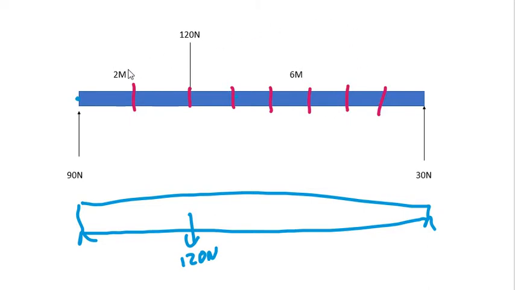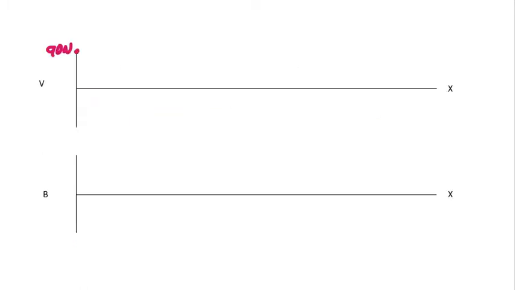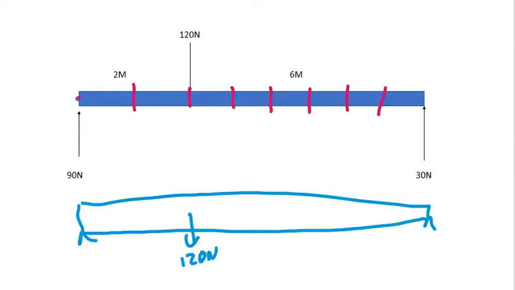So at 0, it's 90. I go over to another one and I keep looking at my external forces. It's still 90. So 1 meter, 2 meters, 3 meters, 4 meters, 5 meters, 6 meters, 7 meters, 8 meters. At 1 meter, we're still at 90. At 2 meters, we've got a jump. We have 90 up, we have 120 down, right?